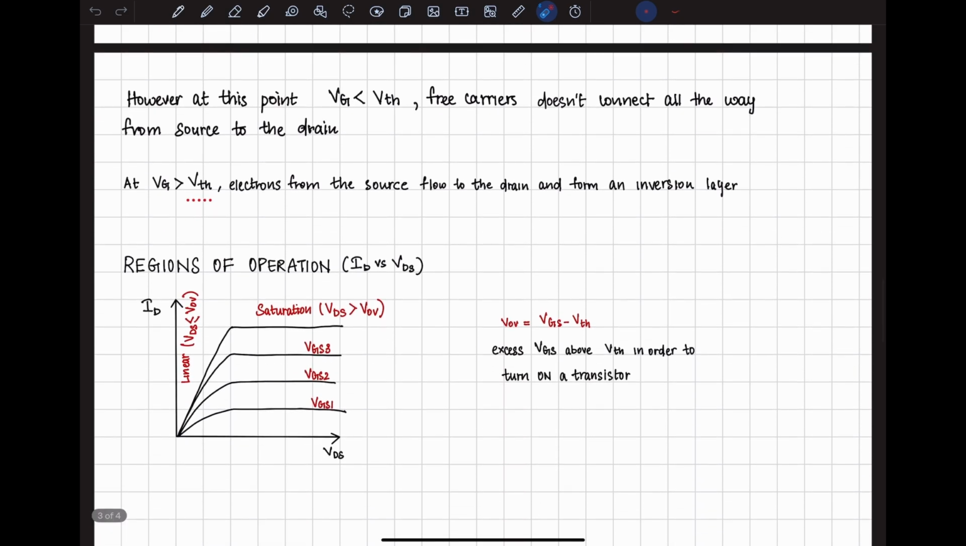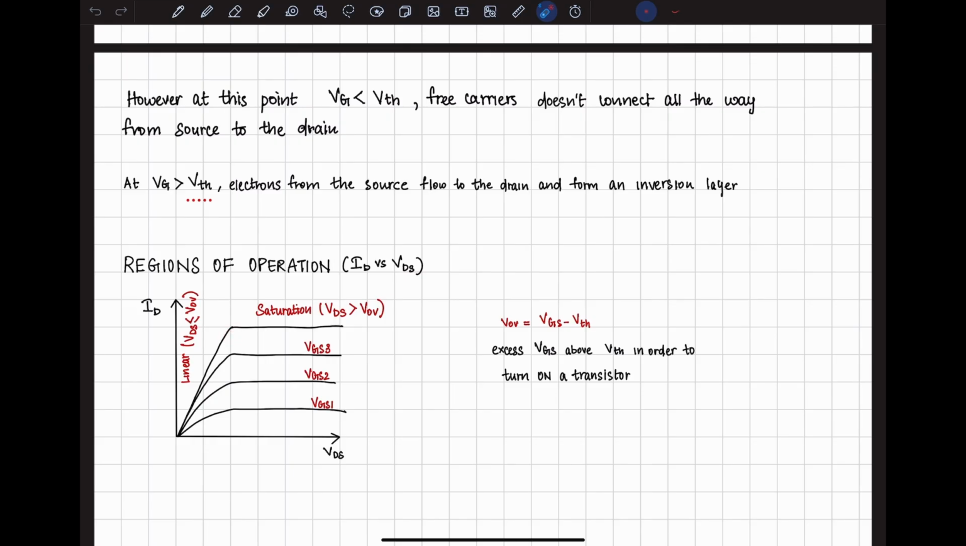Overdrive voltage is basically the excess gate to source voltage above the threshold voltage that is required in order to turn on a transistor. Here I have drawn the voltage current characteristic of a MOS. The main region of operation that you need to know in a MOS is the linear region, which is also called the ohmic region, where the MOS represents the characteristics of a resistor. As you can see here, the voltage current characteristic is the same as that of a resistor.